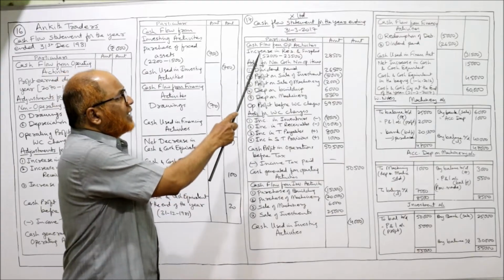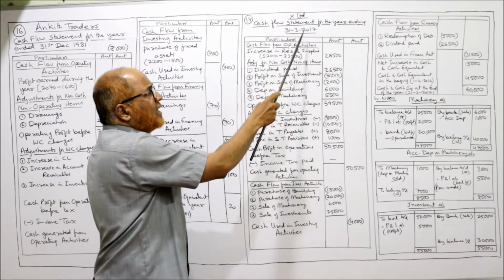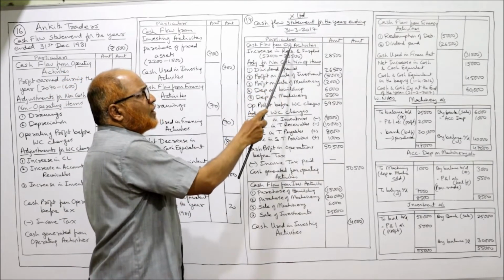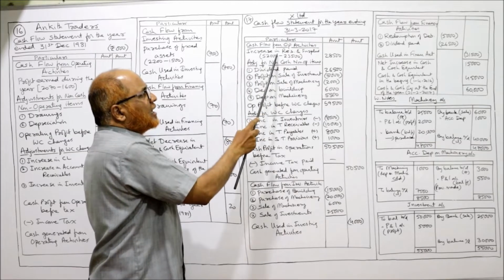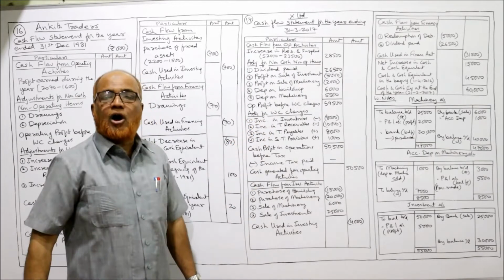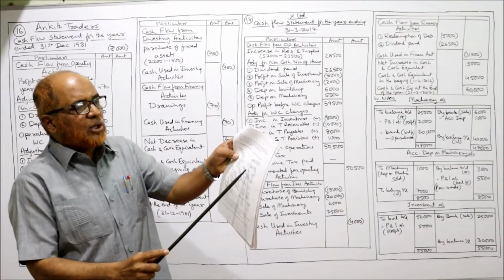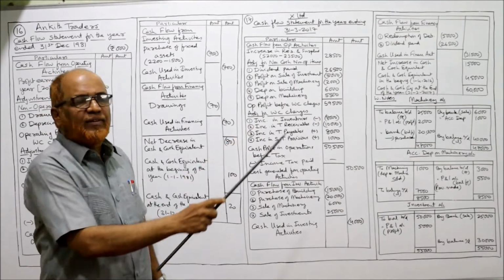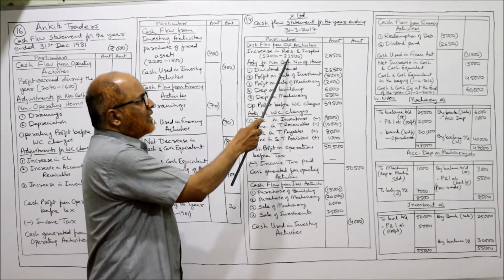So here, increase. Cash flow statement for the year ended 31st March 2017. Cash flow from operating activity. Increase in reserves and surplus. How much is the increase in reserves and surplus? So 52,000 minus 23,500.